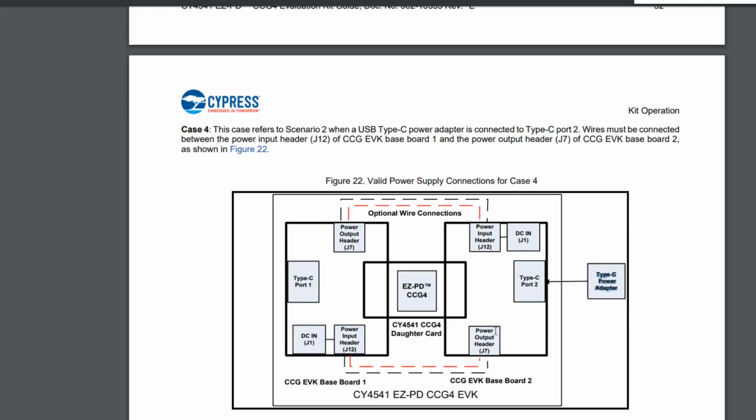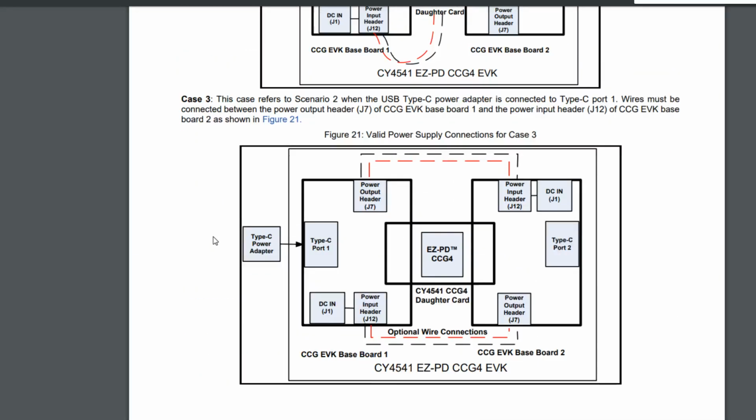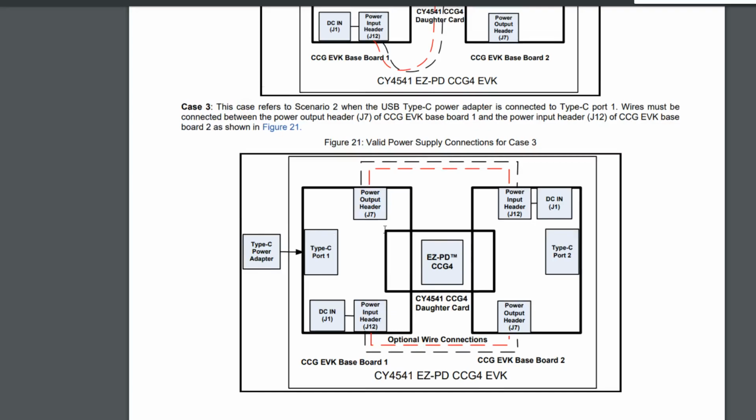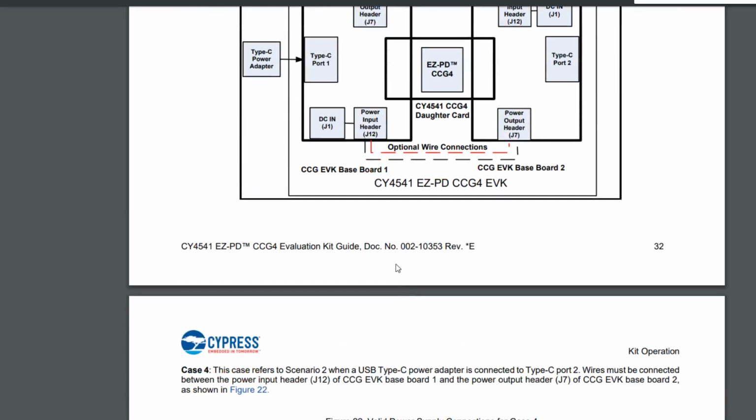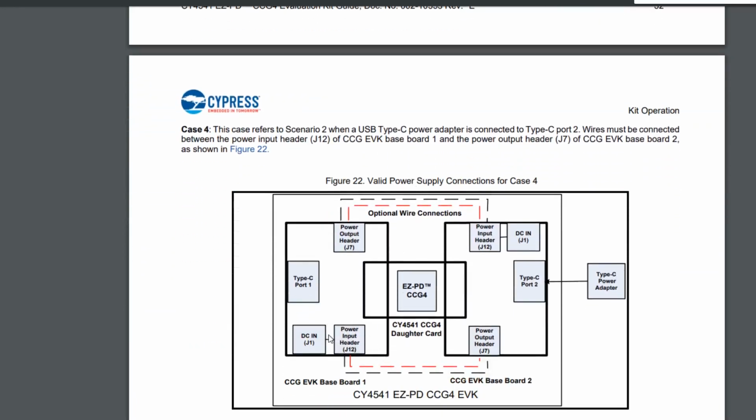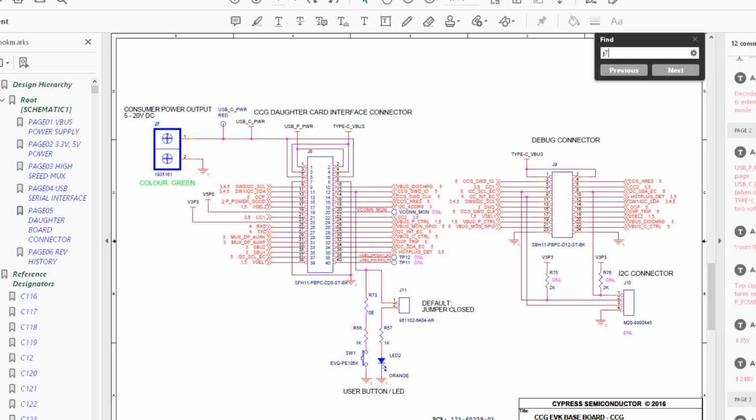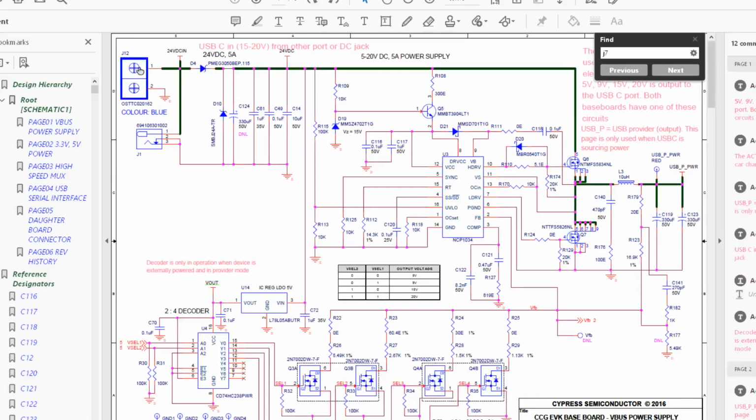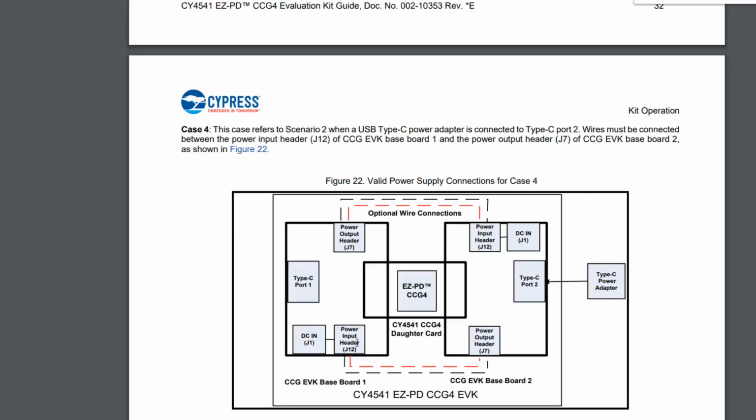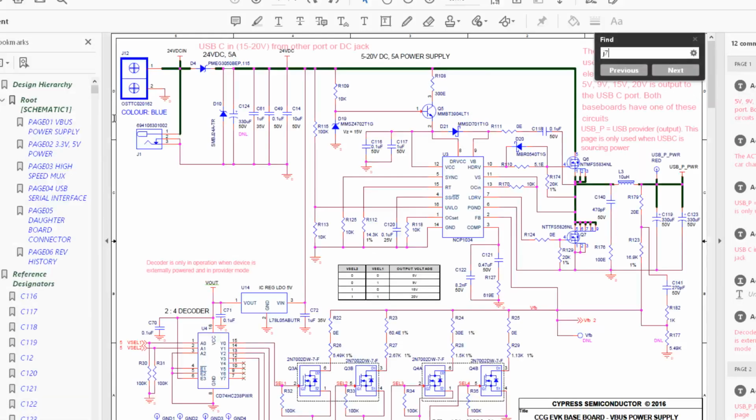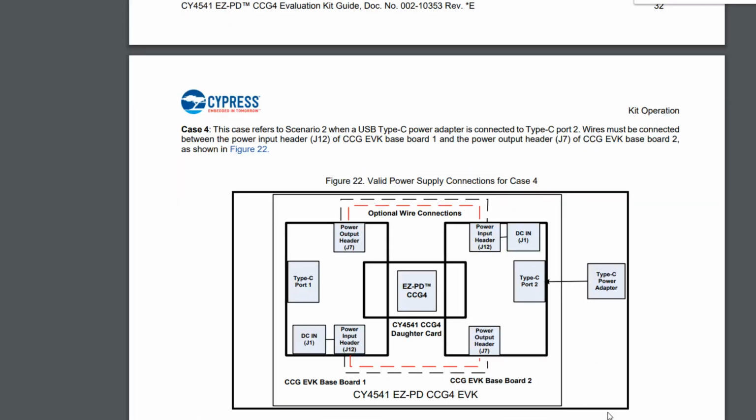The 15 to 20 volts appears on the power output header. Nothing appears on the power input header. Same way as here, 15 to 20 volts appears on the power output. Nothing appears on the power input. And the power input is unpopulated on J12. And that whole sheet in the schematic for the power input, which is this sheet on J12, nothing will be here.